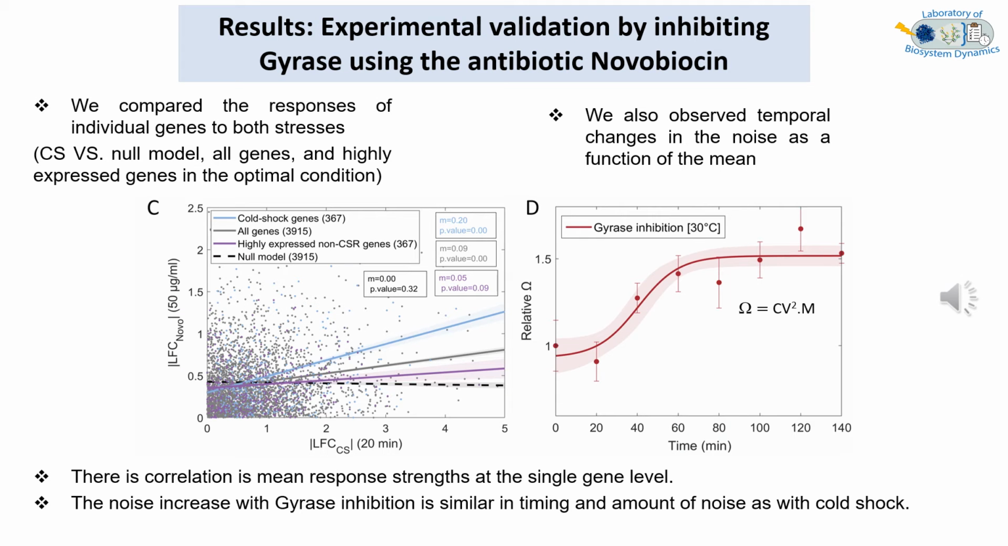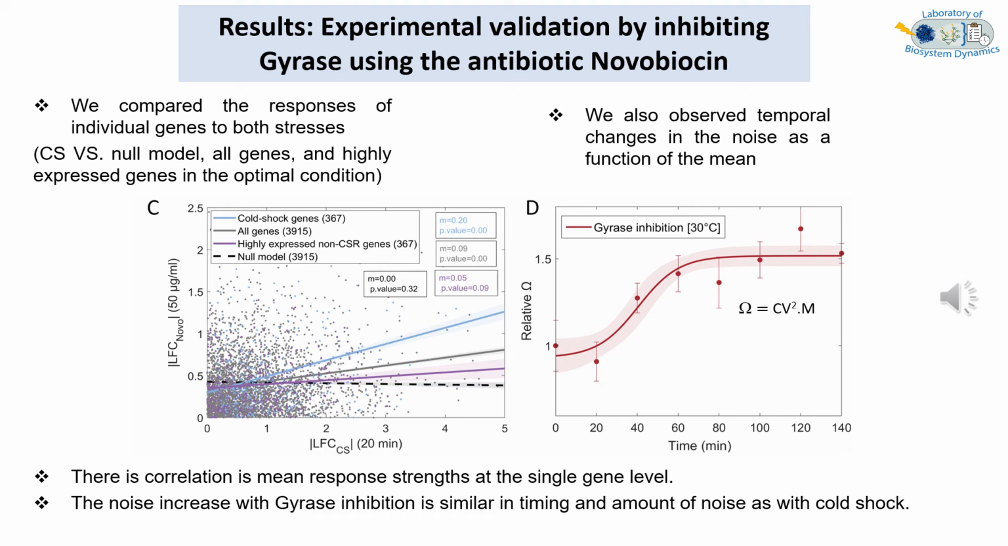And so clearly the model was identifying that there should exist, during cold shock, some sort of on-off mechanism in transcription in some genes that would increase the cell-to-cell variability in protein numbers. Past studies have identified that locking due to positive supercoiling could cause that. And so we subjected cells to the antibiotic novobiocin, which is known to inhibit gyrase.